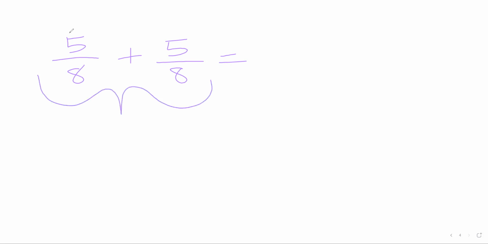Okay, so here, let's do this. So I'm gonna go with 5 8s and I'm gonna add another 5 8s. So I'm gonna say 5 8s plus 5 8s. So now let's think about what's about to go down here. So again, if I was gonna put these together, I'm gonna draw a model, and according to the denominator, it should have 8 pieces in it. All right, so let's cut that up into 8 pieces.